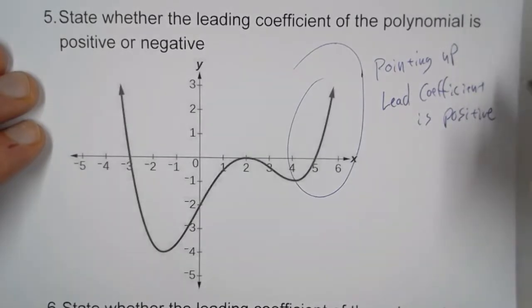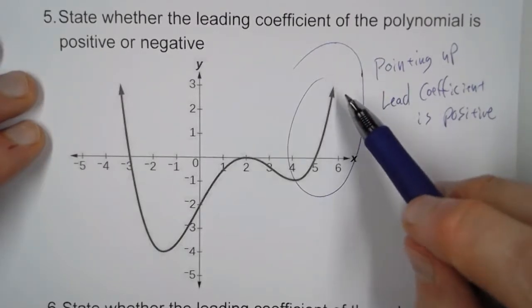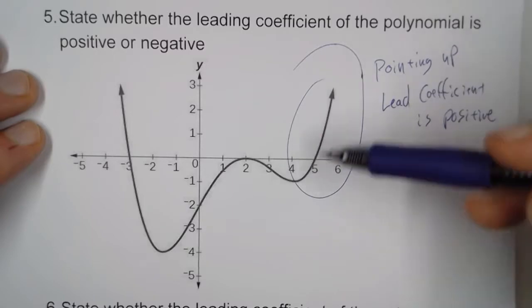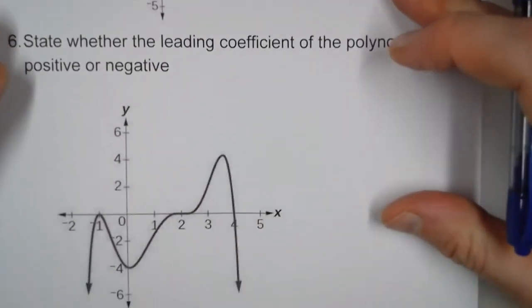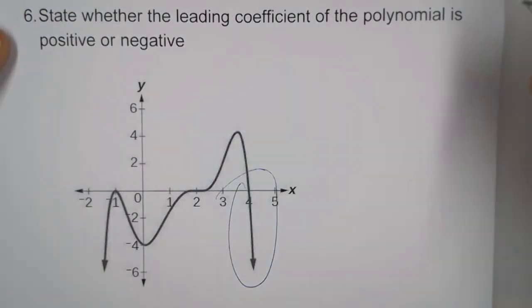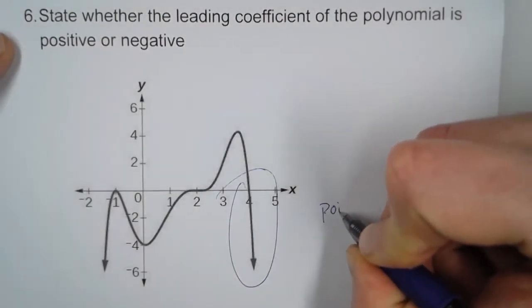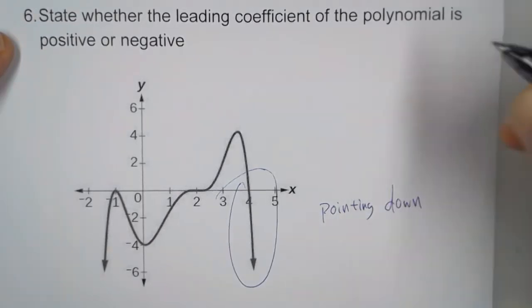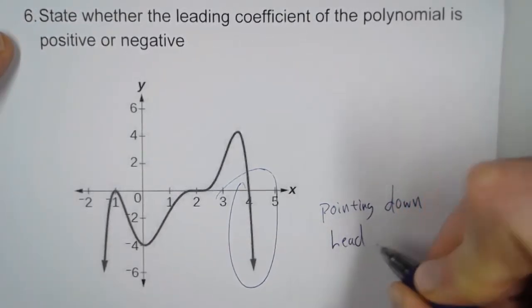What the actual value is, we'll get to that in a later video and help to figure that out. But for now, just looking at this, if it's going up, it's positive. So looking at this example, here, the right-hand side of the graph is pointed down. So that means the leading coefficient is negative.